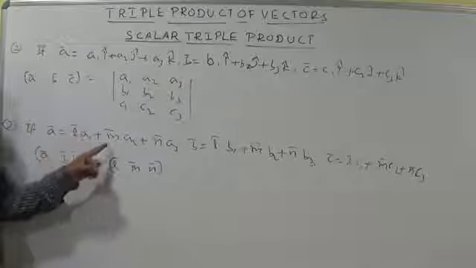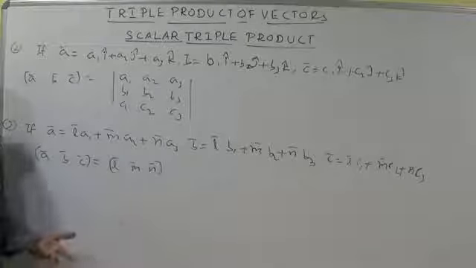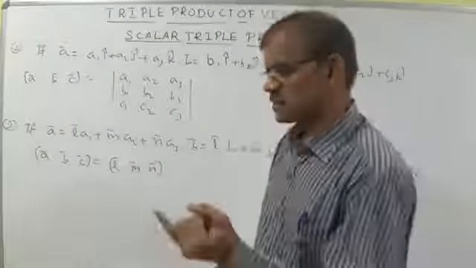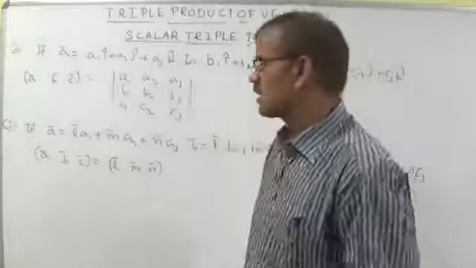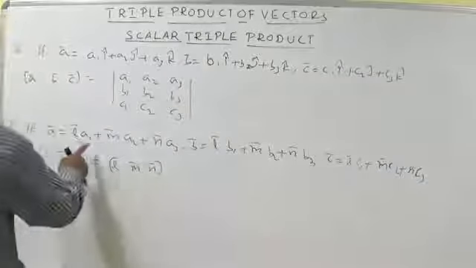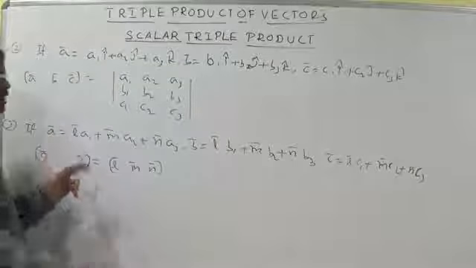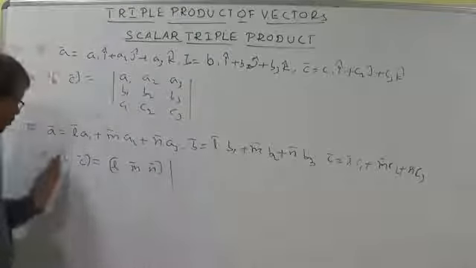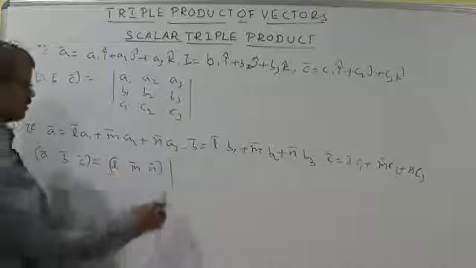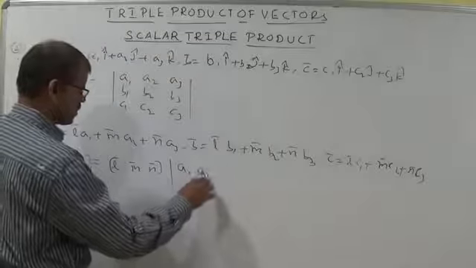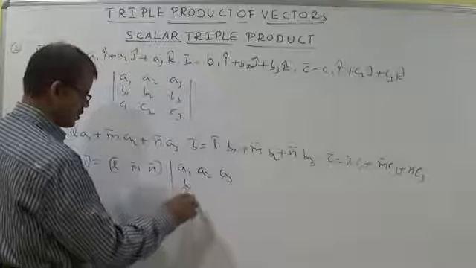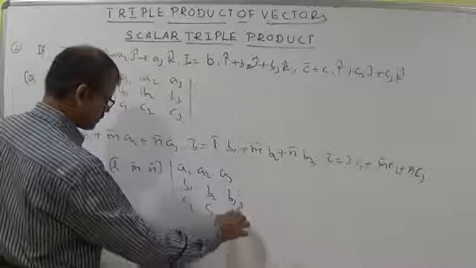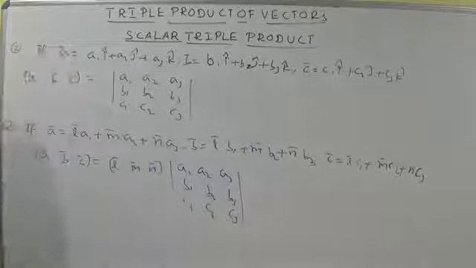L bar A1 plus M bar A2 plus N bar A3 can be understood like R bar equal to XA bar plus YB bar plus ZC bar, or Xi plus Yj plus Zk. Like that here A1, A2, A3 are scalars and L bar, M bar, N bar are vectors. So you can write the box ABC value as box LMN into determinant of A1, A2, A3, B1, B2, B3 and C1, C2, C3. This is the box ABC notation.